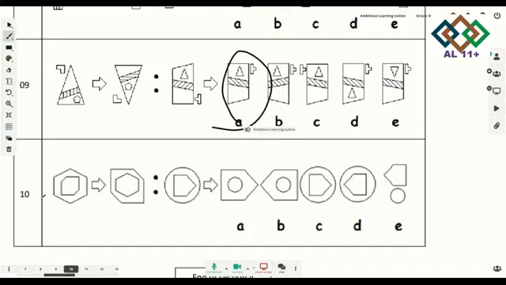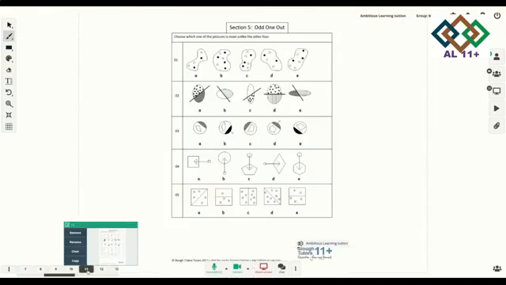So number 10 now. Look at number 10, what's happening? In number 10, there are 2 shapes that swap position and sizes. This becomes big. But then the shape which started in the center is also reflected in the vertical line. So obviously, your answer would be B. So let's move on to section 5 now.